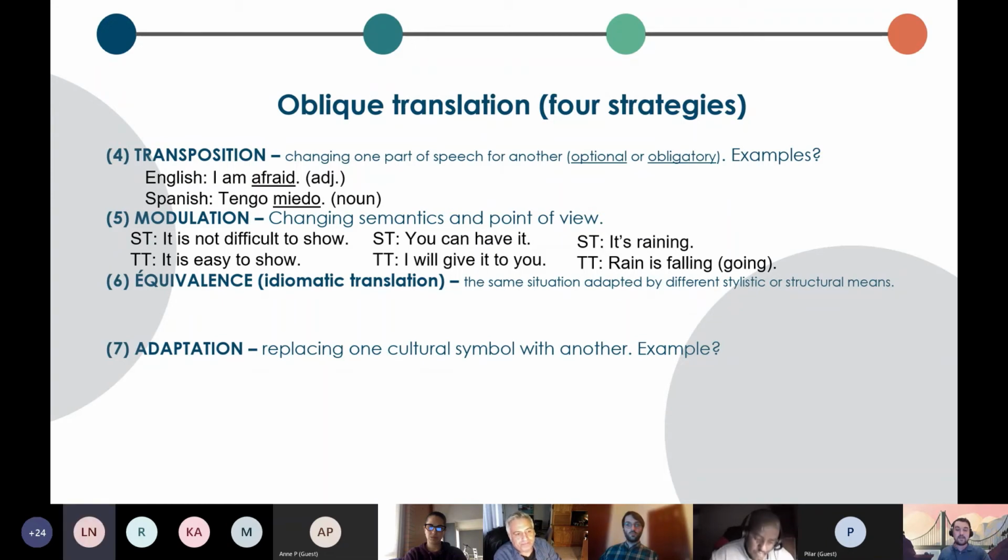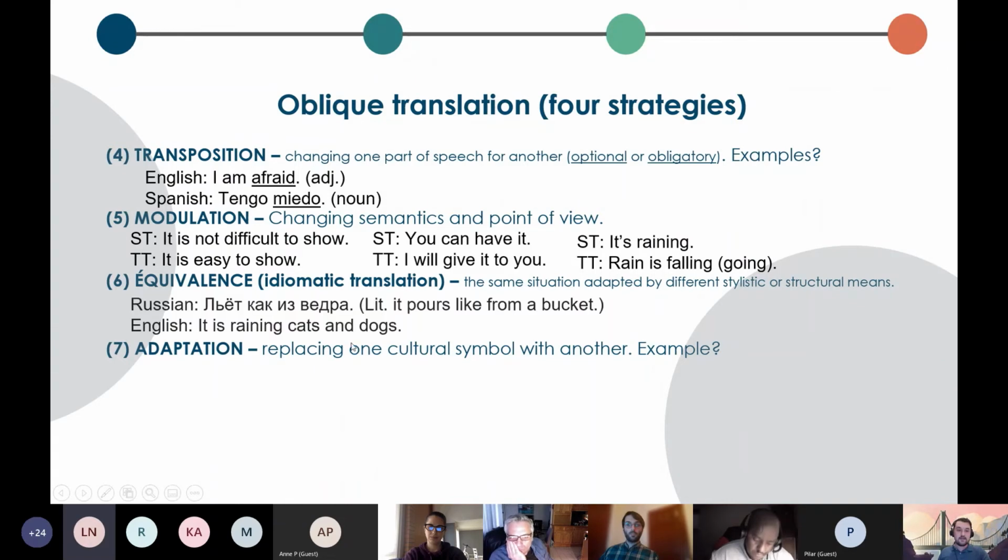I could think of an example from Russian. From Russian, you say льет как из ведра, which means it pours like from a bucket. And in English, usually in that case, we would say it's raining cats and dogs. Does anybody have any examples of this? Well, okay, maybe you can think of it later and you can tell us.